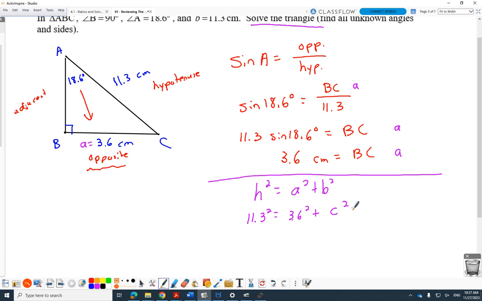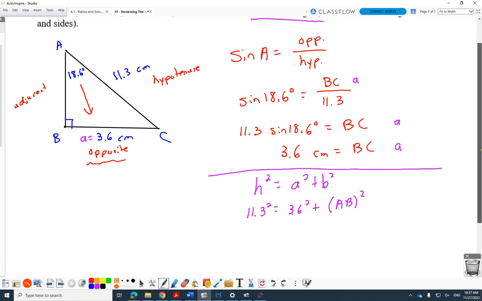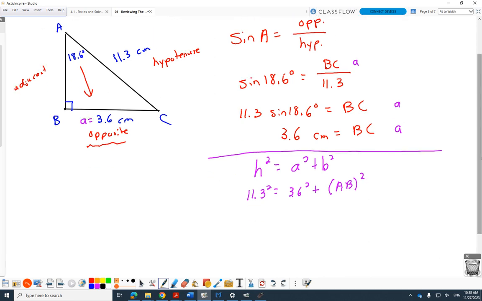Yeah, that's a little bit difficult. I'm not trying to make it confusing. I'm actually trying to get to the bottom of what might confuse you. I'll just call that AB, and then I don't have to worry about the C's, the A's, and the B's. I'll just name them by their sides. That takes a little bit of practice. So that means 11.3 squared minus 3.6 squared. That's where the minus comes from in the Pythagorean theorem.